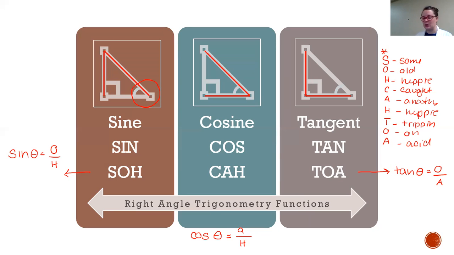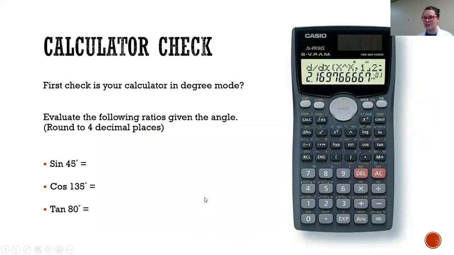All right, let's get to some calculations here. First thing we need to do, we need to make sure you know how to use your calculator. The most complicated part of this is when people in a class have different calculators and they're trying to figure it out. So first of all, we want to check that your calculator is in degree mode.